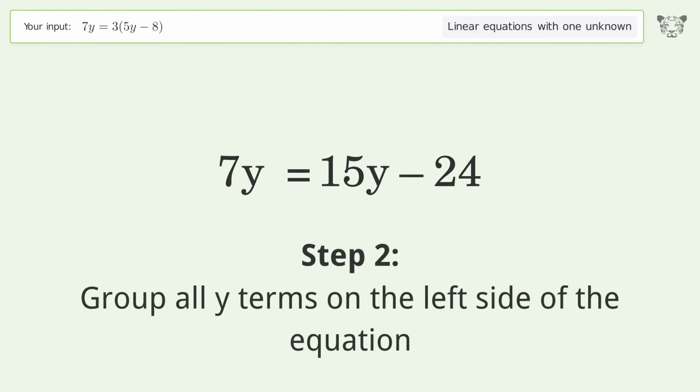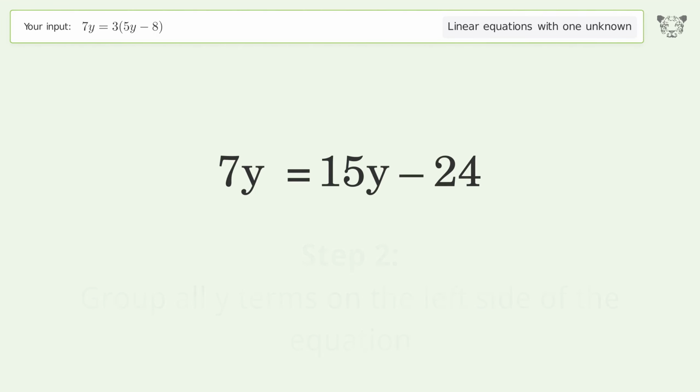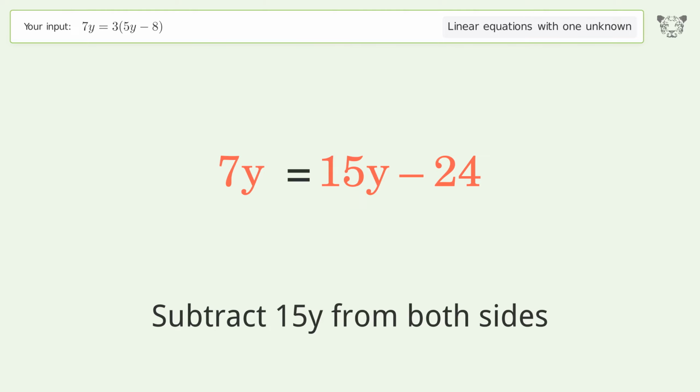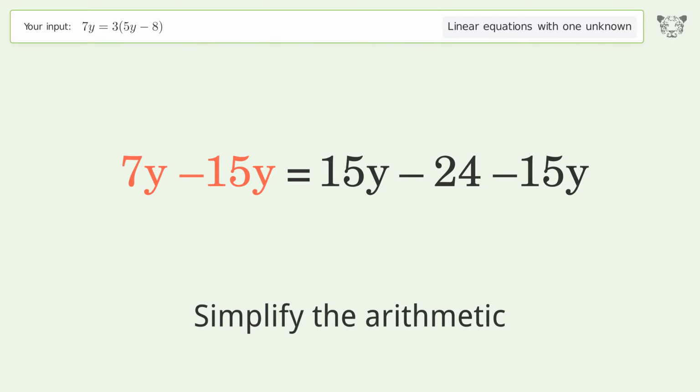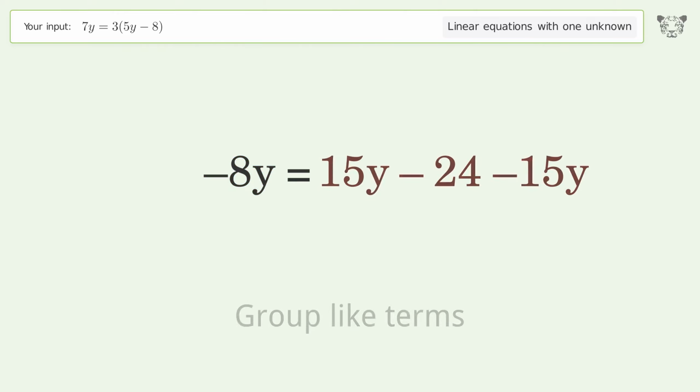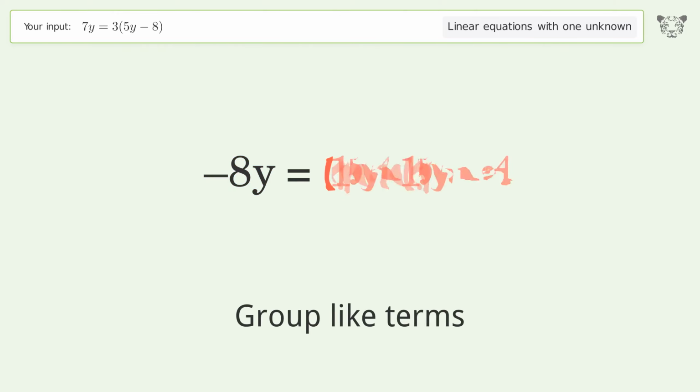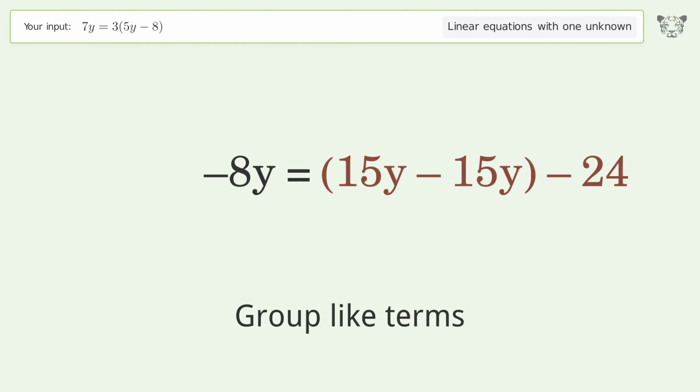Group all y terms on the left side of the equation. Subtract 15y from both sides. Simplify the arithmetic. Group like terms. Simplify the arithmetic.